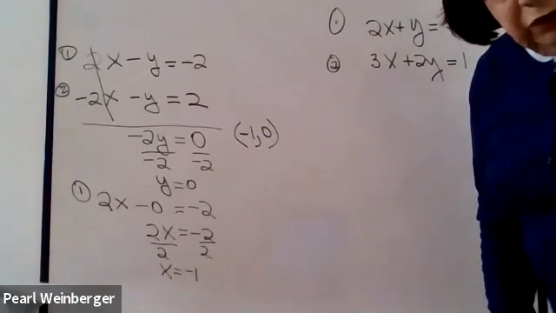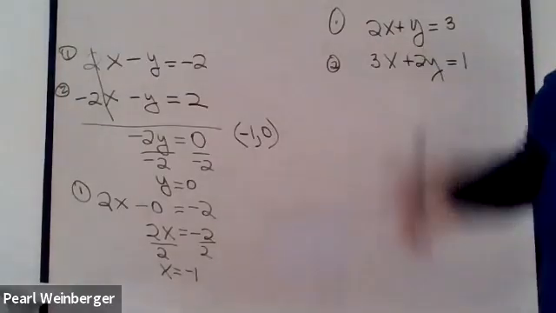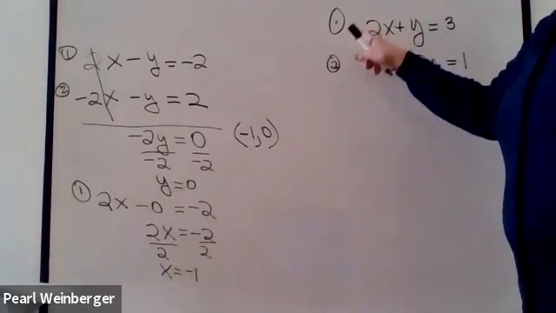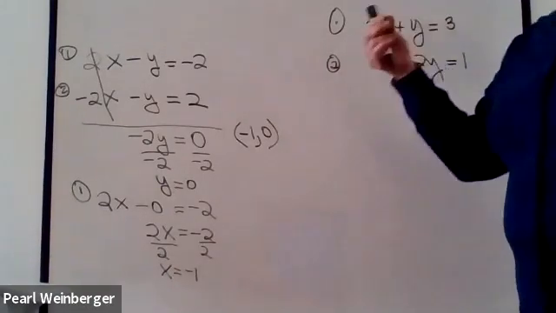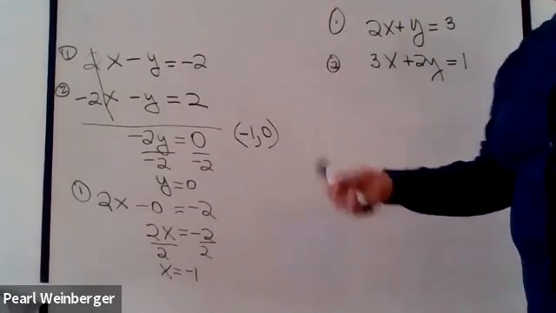Anybody want to give me which variable I want to eliminate? Does it matter which one you eliminate? No, it does not. Okay, so let's get rid of the x. So if we want to get rid of the x's, we want to end up with the number in front of the x's to be the same number, except one should be positive and one should be negative.